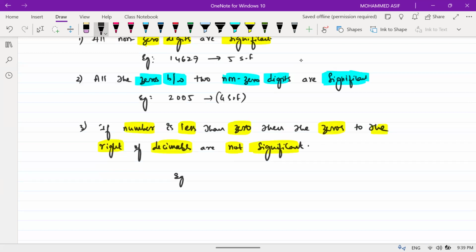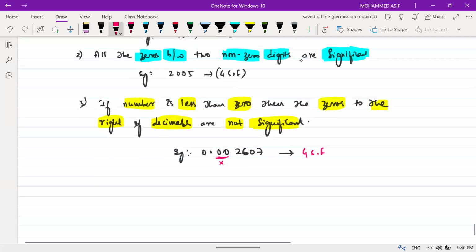Like, for example, if I take the number 0.002607, what is the number of significant figures? See, after the decimal, these two zeros are not significant. So the significant figures are 2607, that is 4. It has 4 significant figures. Am I clear? If the number is less than 1, then the zeros to the right of the decimal are not significant. The given number is obviously lesser than 1, so the 2 zeros after the decimal are not significant. So the number of significant figures is only 4: 2607. Am I clear?